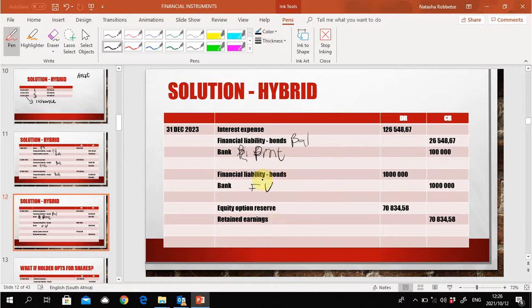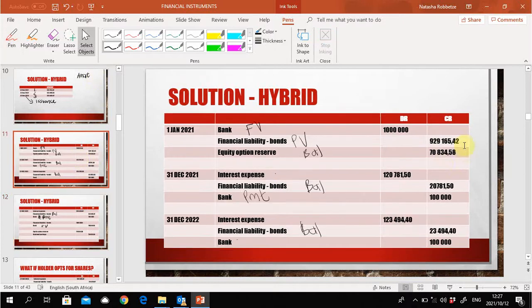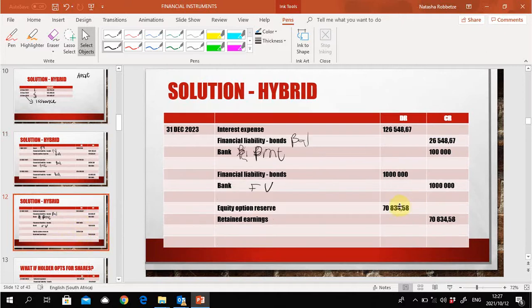And at that point, the option has been exercised. They chose money. So that option reserve is closed off against your retained earnings. So this option reserve is this reserve that you created there. It was a credit, and to make it go away, we put it in a debit. We write it off against retained earnings.